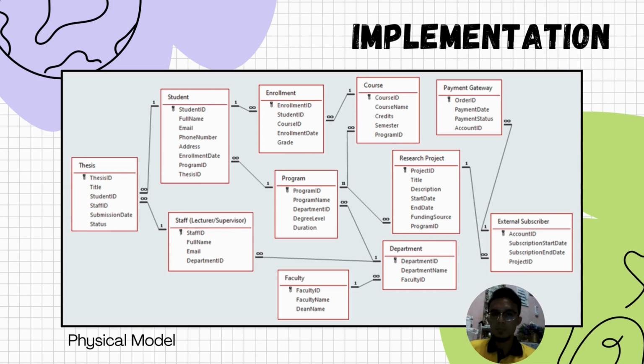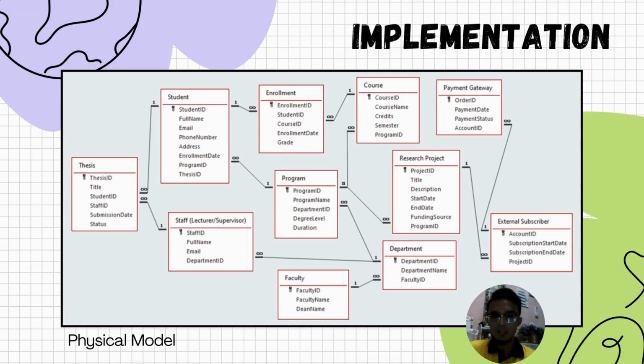This slide shows the implementation of our final physical database model created in Microsoft Access. The model clearly defines how each table is connected using primary and foreign keys. This structure keeps all the data accurate, consistent, and linked properly, which helps maintain data integrity when records are added, updated, or deleted. For example, the relationship between the student, staff, and thesis tables shows that one student can have more than one thesis, and each thesis can be supervised by one staff member, which is a lecturer or supervisor.